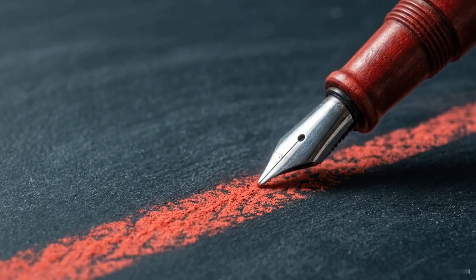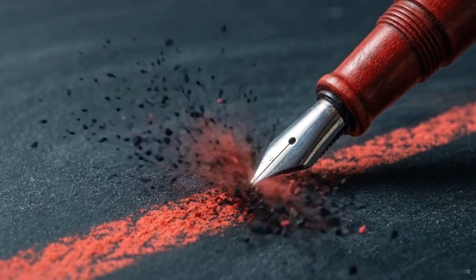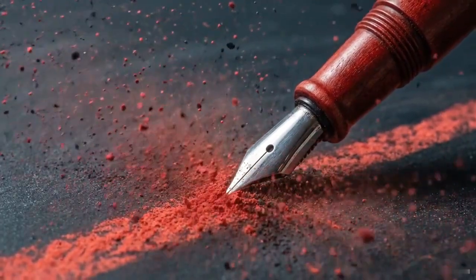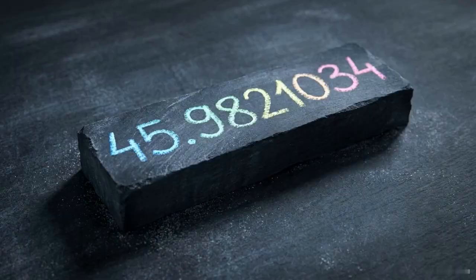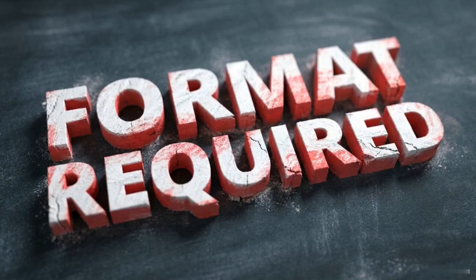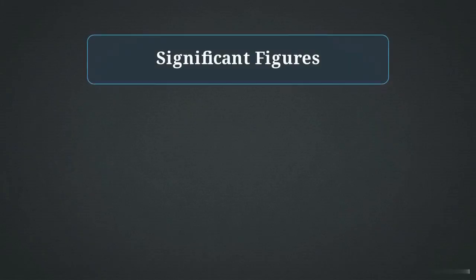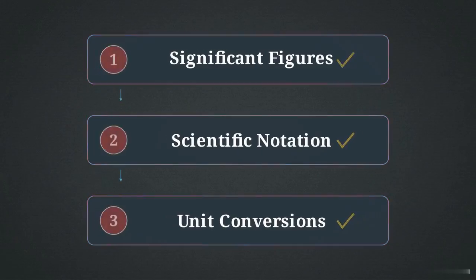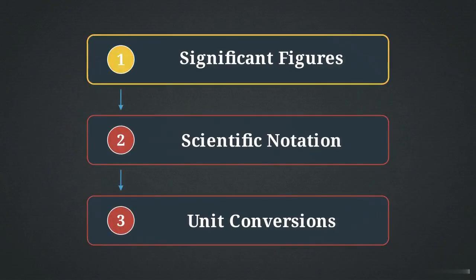You finish a brutal chemistry calculation, confident you nailed the math. Then you get your exam back, and the grader slashes your final answer. The numbers on your calculator screen are useless on their own. To get full credit, you have to format those raw outputs using correct significant figures, scientific notation, and exact unit conversions. We are going to lock in a 3-step process to get this right every time.